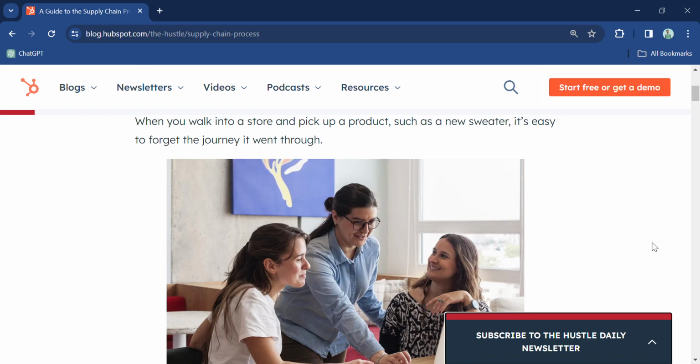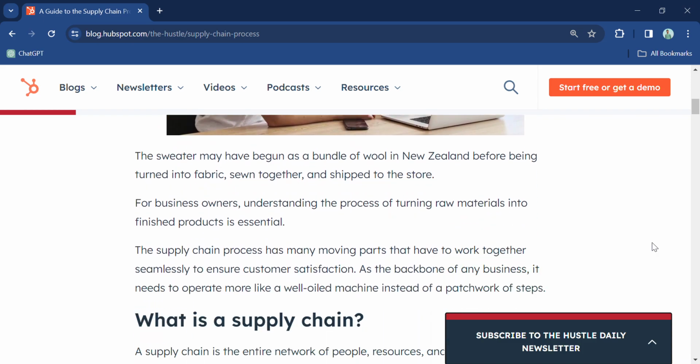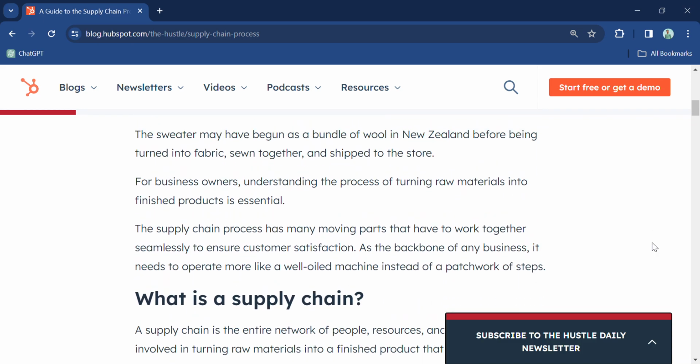When you walk into a store and pick up a product, such as a new sweater, it's easy to forget the journey it went through. The sweater may have begun as a bundle of wool in New Zealand before being turned into a fabric, sewn together, and shipped to the store.